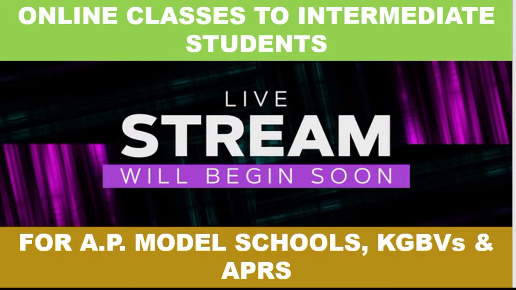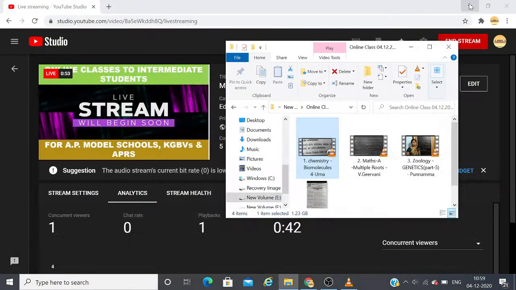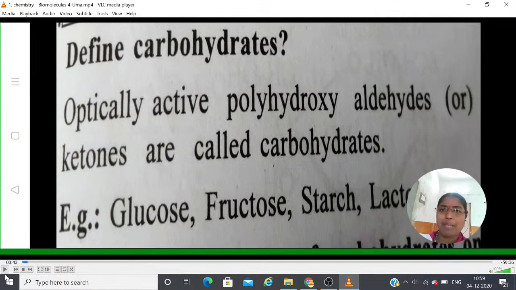Define carbohydrates. Carbohydrates definition: optically active polyhydroxyaldehydes or polyhydroxy ketones are called carbohydrates.